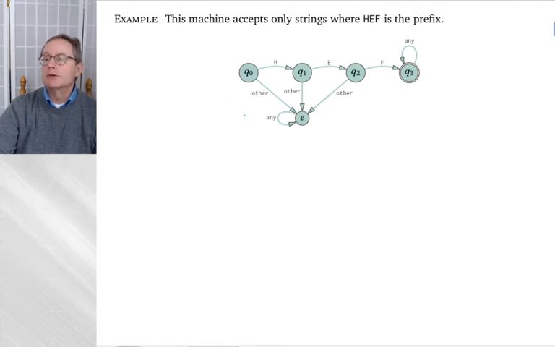This particular machine accepts only strings where H, E, F is the prefix. So it looks a lot like the previous machine, except that when you get to the F here, there isn't this arrow out that says any, leading to the error state. Instead, the arrow, once you get into Q3, you stay in Q3 because you've seen H, E, F as the prefix, and anything now is still going to be an accepted string. Okay, so anything now is considered an okay string. The machine will like it, and so at the end, once the machine has consumed this entire string, say my last name, then the machine will like it and will light the red light.